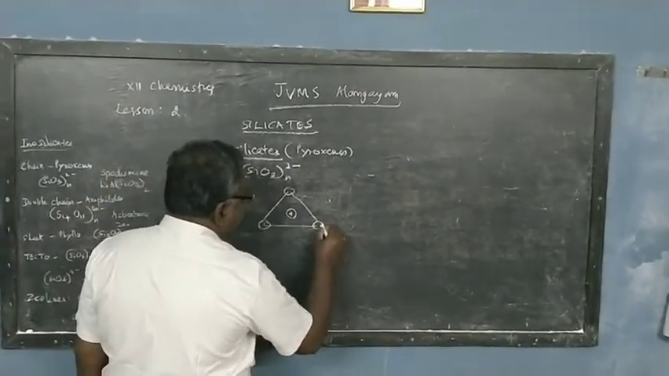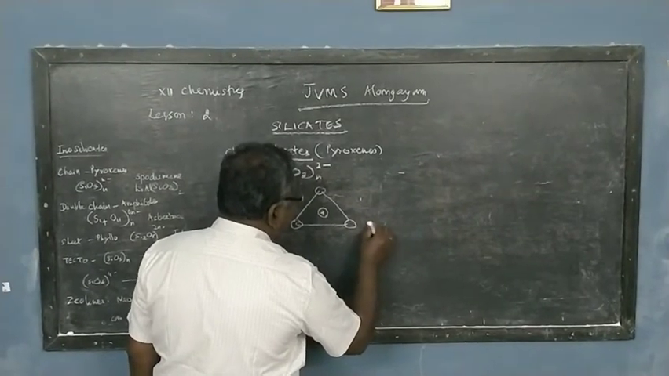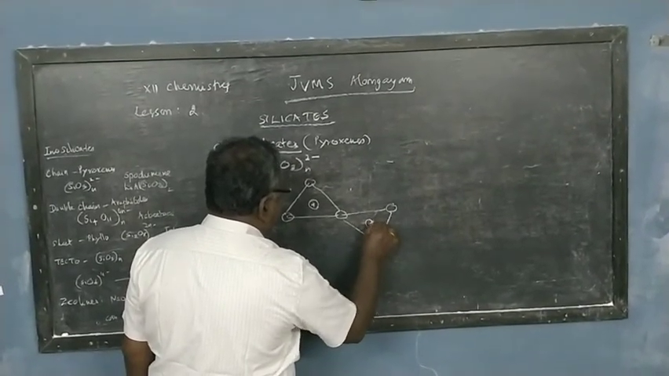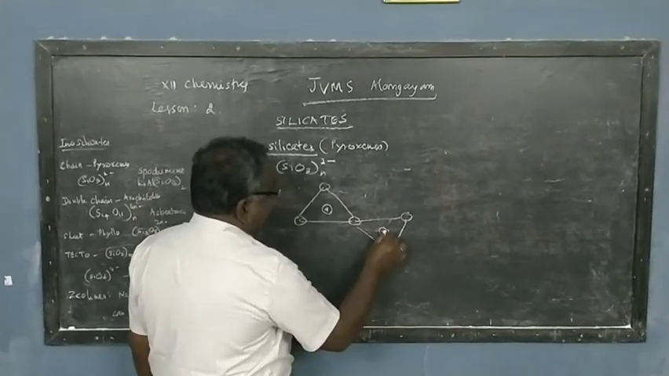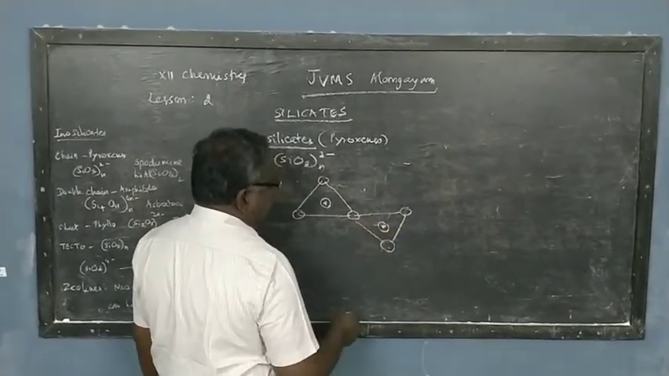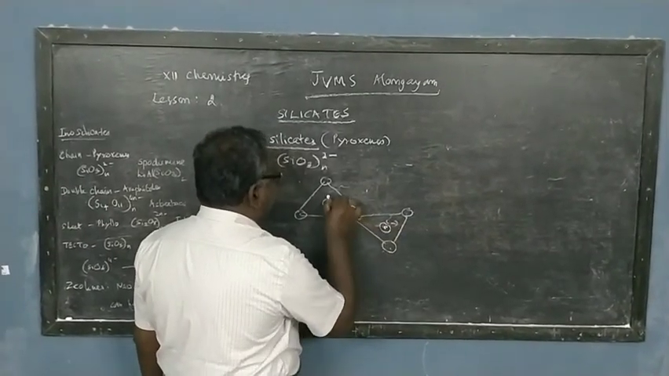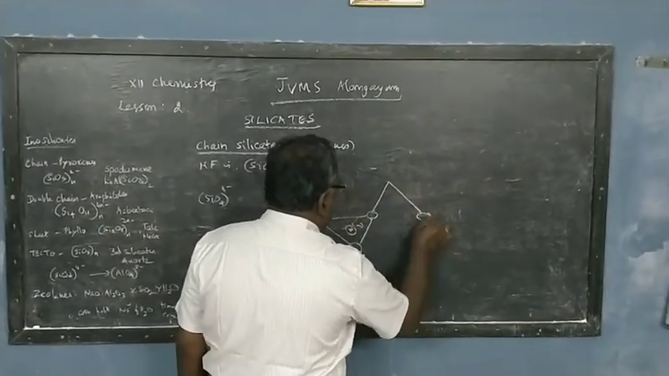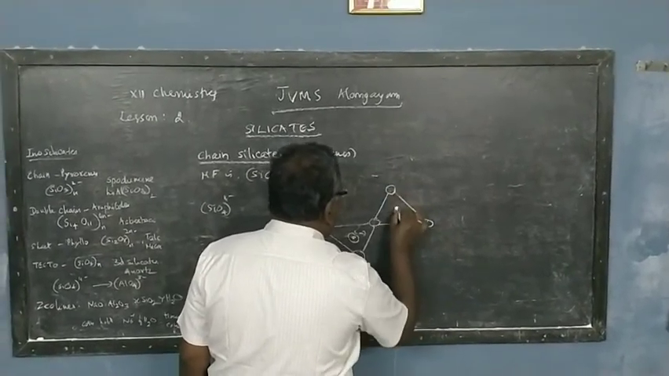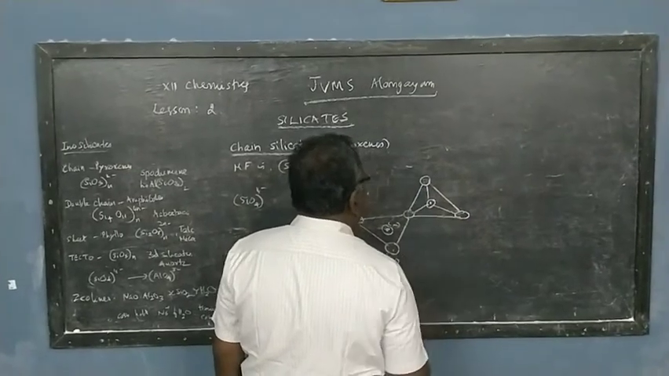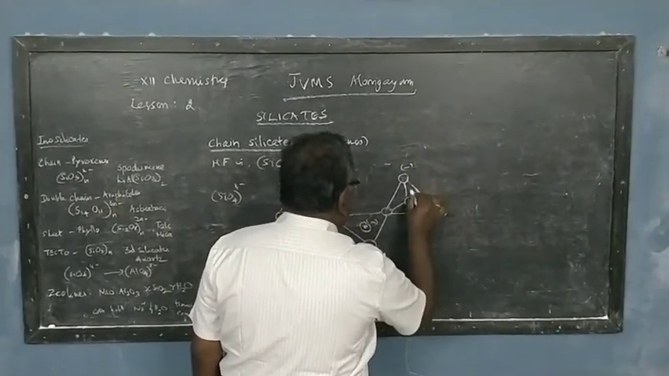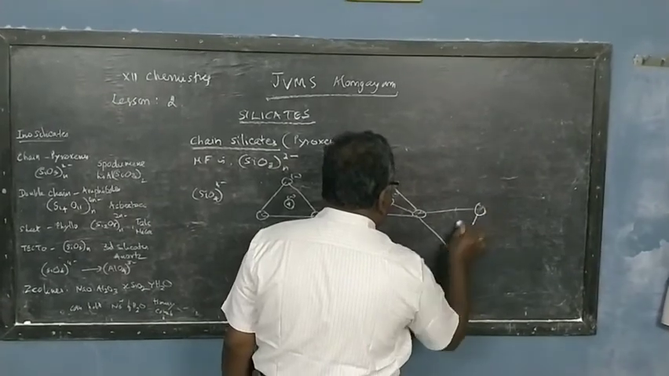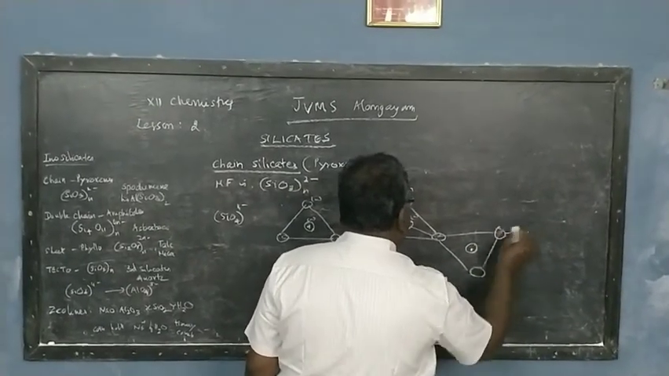And this is being linked like this. And the next SiO4 unit will be like this. So silicon will be here, with 1, 2, 3, 4 oxygen. And the negative charge will be here and here. And the next one will be like this. We have minus here and minus here. And the next one will go in the other direction. We have silicon here, and this continues.